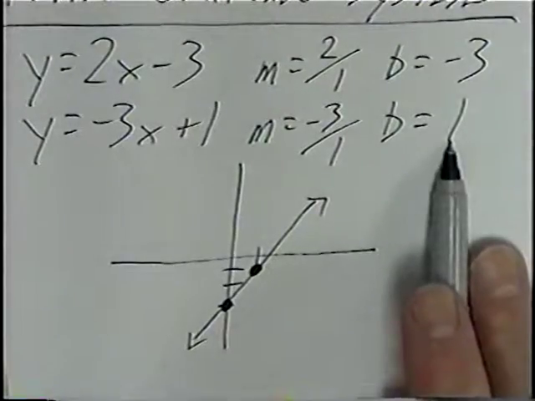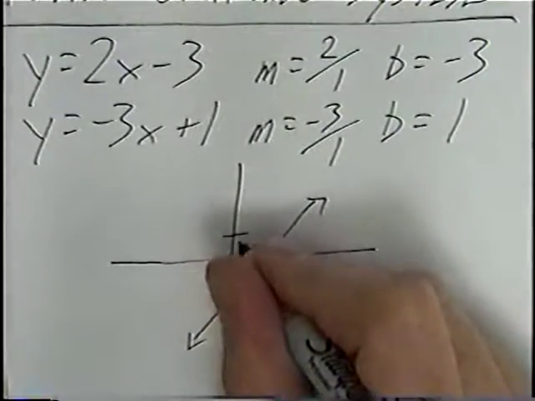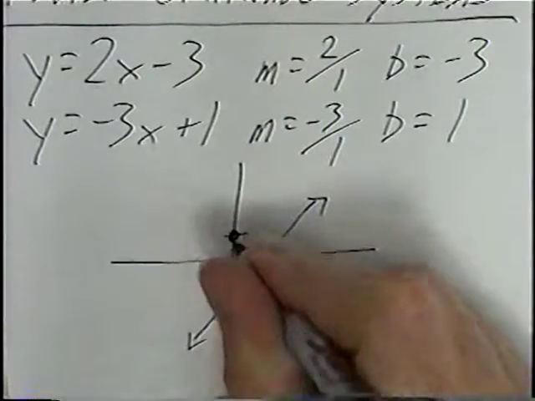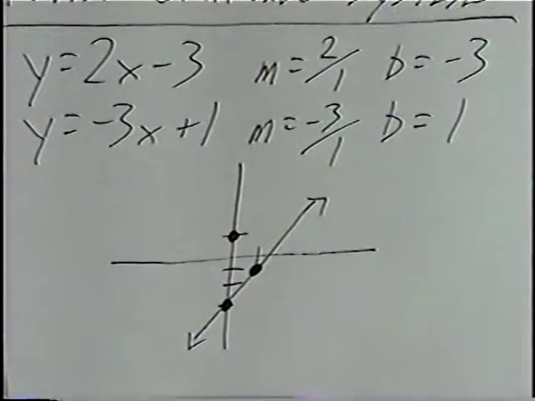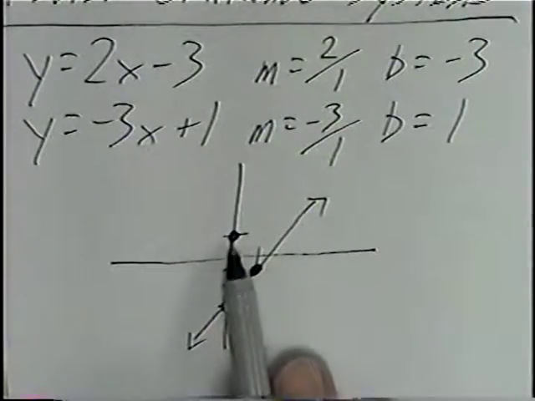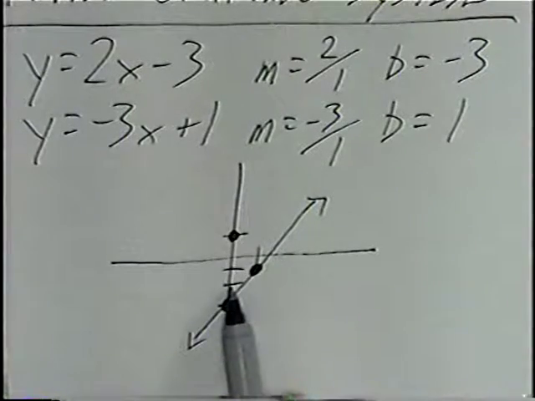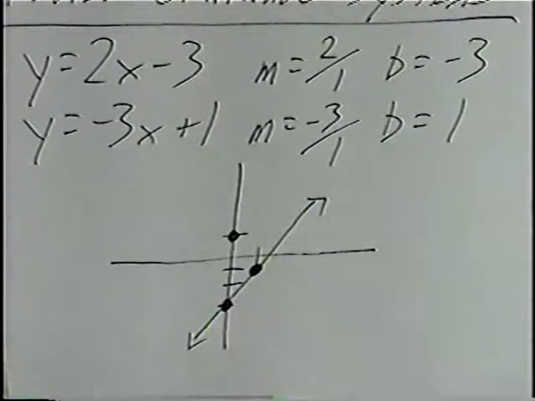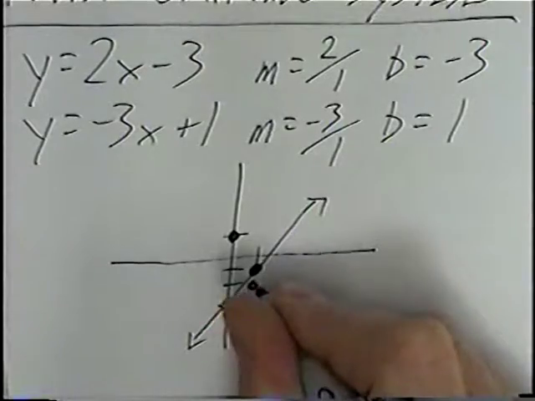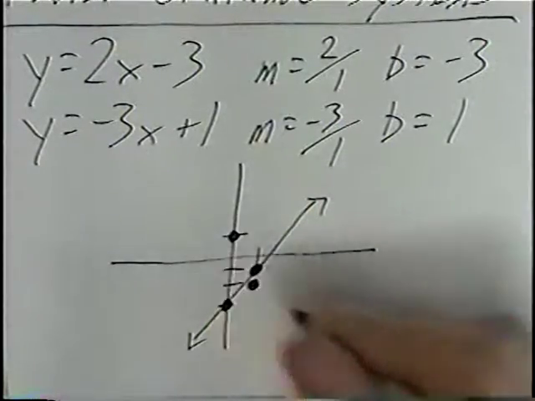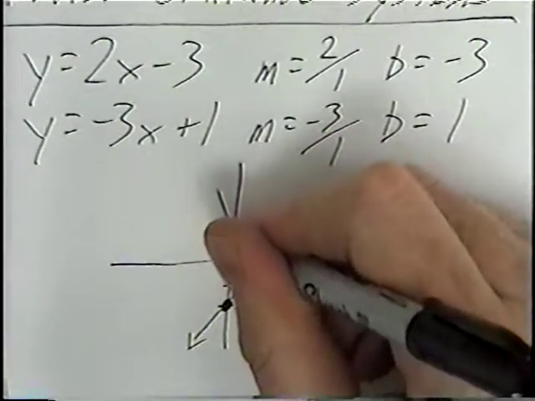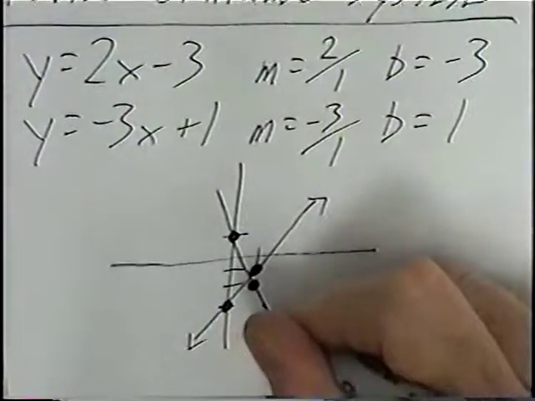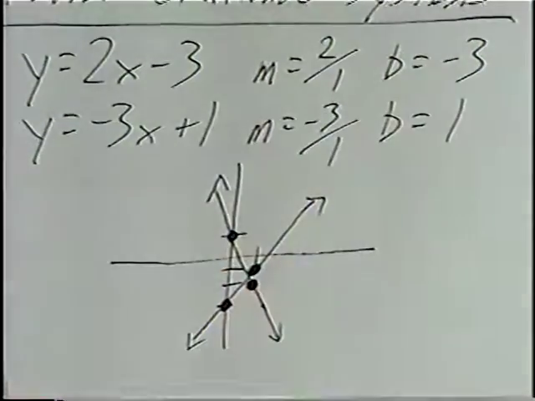Second equation, b equals 1, where the y-intercept is 1. The slope is negative 3 over 1. So from the y-intercept, we'll go down 3 spots and to the right 1 spot, which will be just underneath our other point. Taking those 2 points, we can connect them to get the graph for both equations.